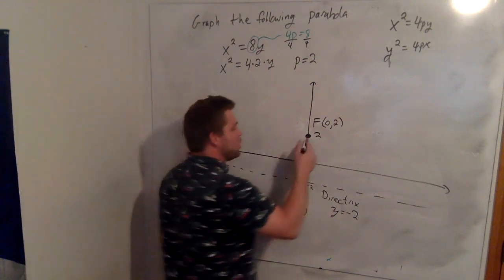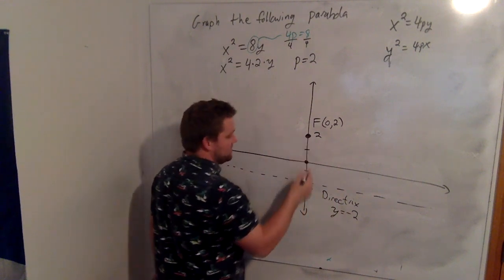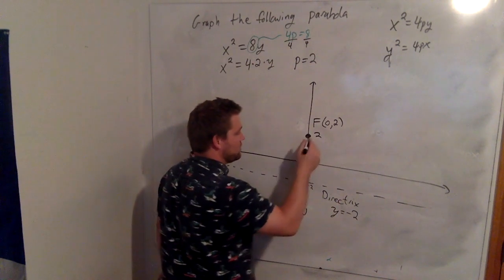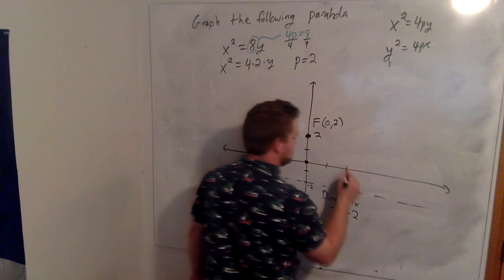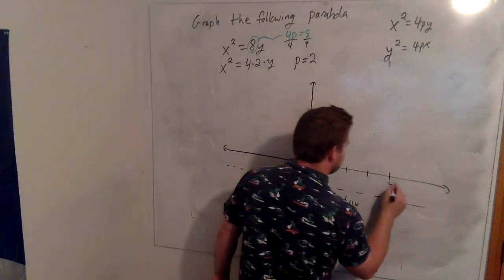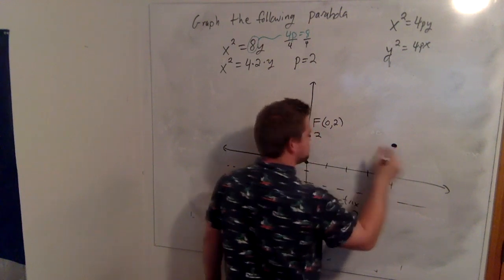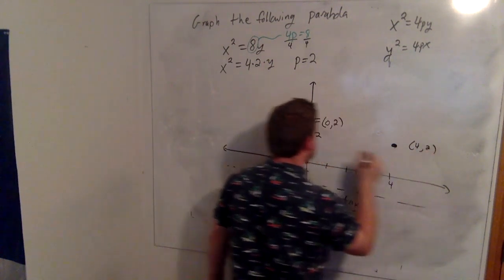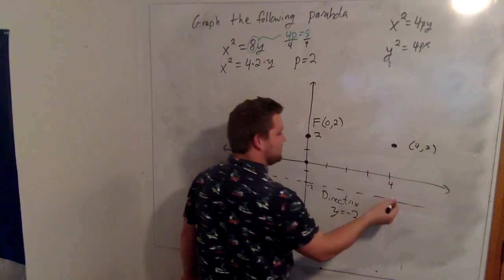So I know if I go out, the distance from here to here is going to be 2p, or 4. So we could go out this distance here, 4. So 1, 2, 3, 4. So here is 4. Okay, I know that this point will be on the parabola. The point (4, 2) will be on the parabola, because the distance from here to here is 4, and the distance from here to here is 4.